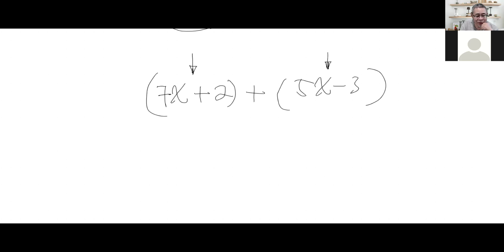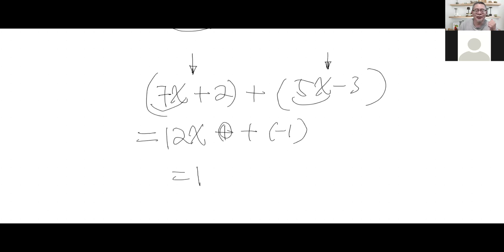We know that 7x and 5x are like terms. So 7x plus 5x, we got 12x. Numbers are easy, we just add them, but it's 2 minus 3, so that should give us -1. And we can write it as 12x minus 1. Good? Good.